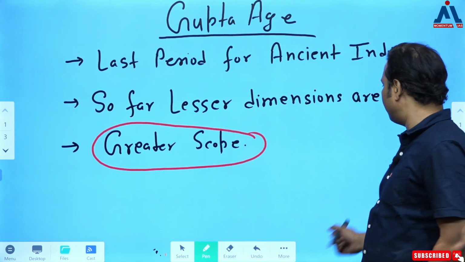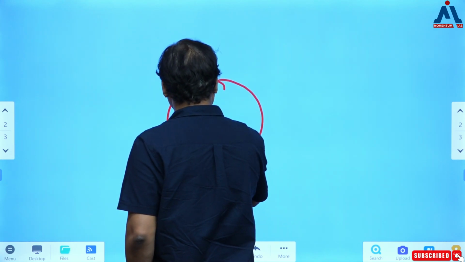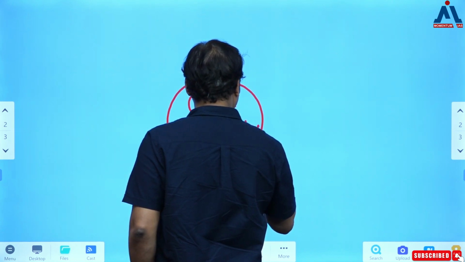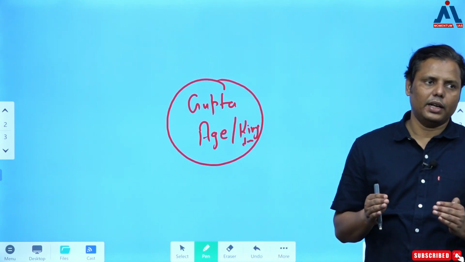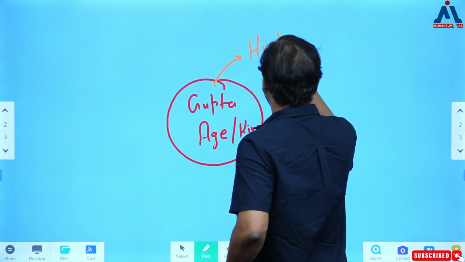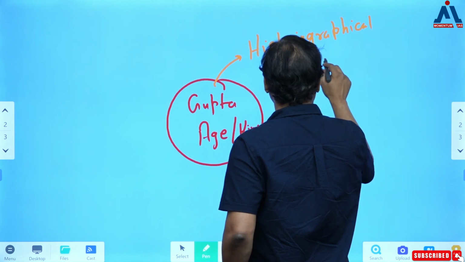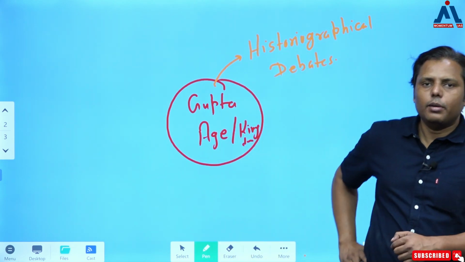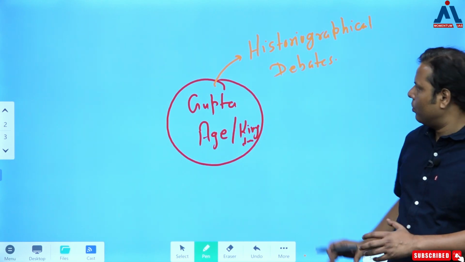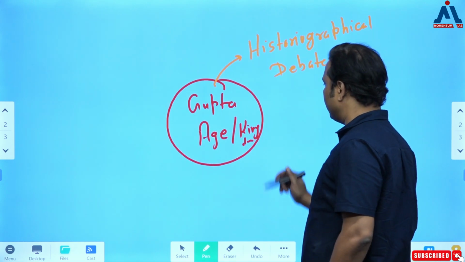So when it comes to the Gupta period, we have to be very careful while understanding it. What are the important dimensions we need to know? Do you know one thing, this particular age remains very significant for historiographical debates. This is one age of ancient Indian history which remains highly controversial and debatable among scholars, and there are a couple of reasons for this, which I'll discuss in this class. That is one important aspect we should know.